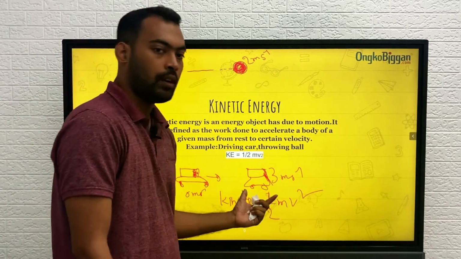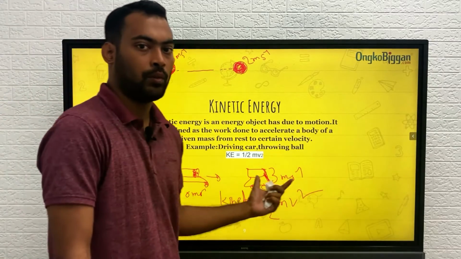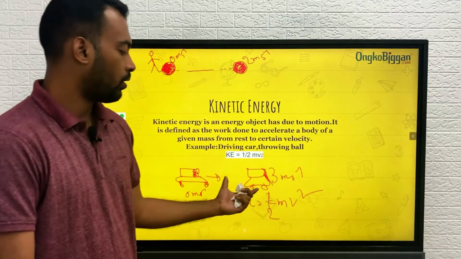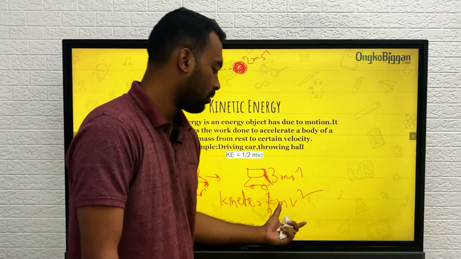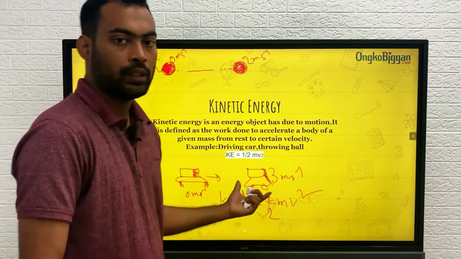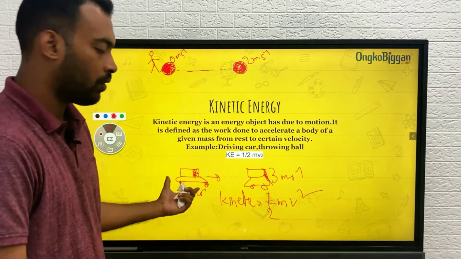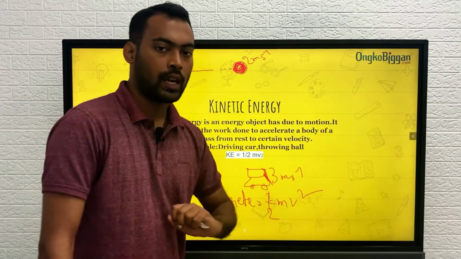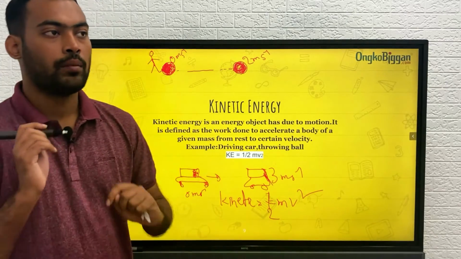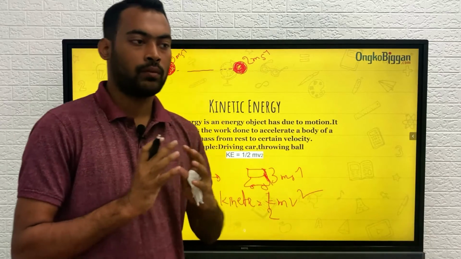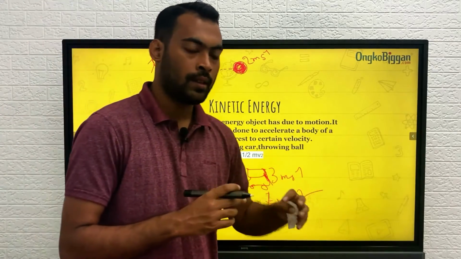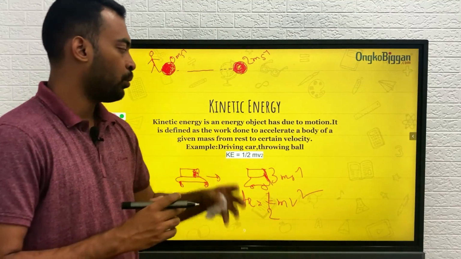So when a body is coming from rest to a motion, a certain velocity must be there. For this car, it is 3 meters per second. When you use this formula, you will get the kinetic energy for this object, or for this car. So driving a car, throwing a ball, any object, when you take the object from a rest position to a motion, that means kinetic energy will be there.